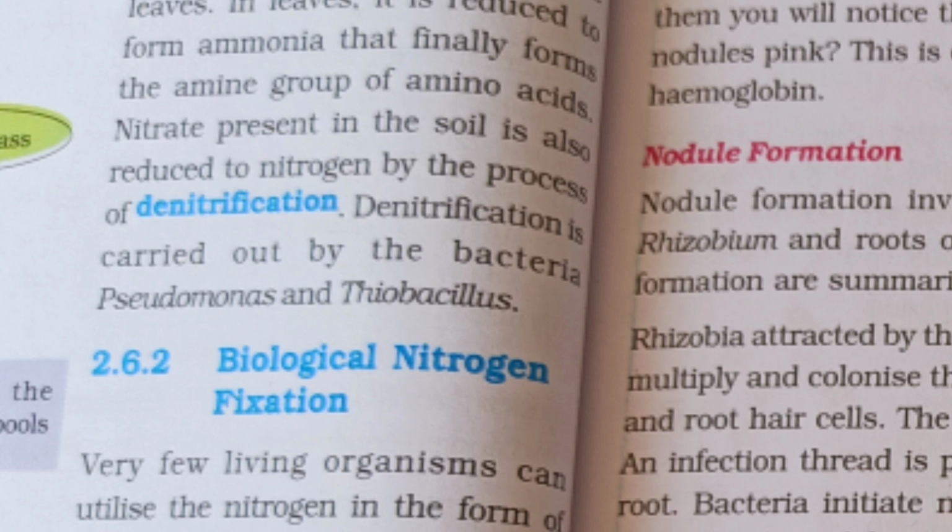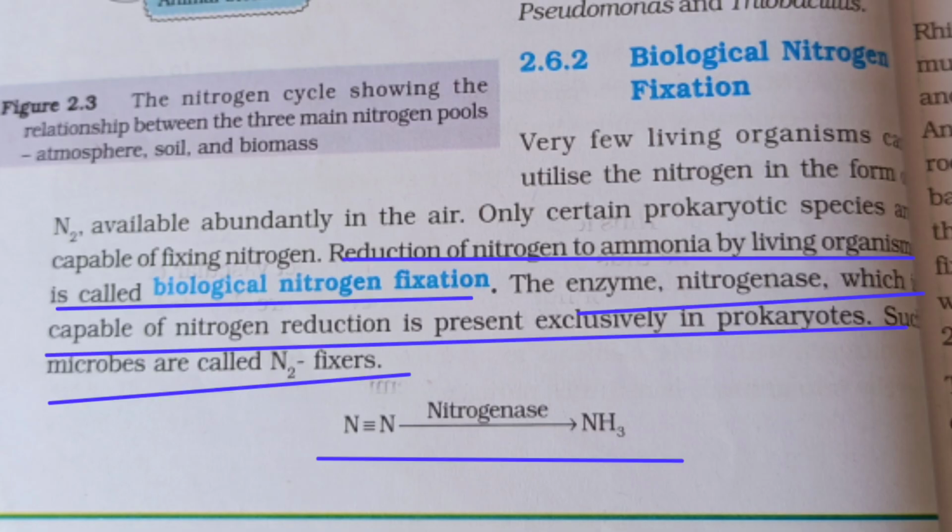Let's discuss biological nitrogen fixation. In this process, the reduction of nitrogen to ammonia by living organisms is called biological nitrogen fixation. The enzyme nitrogenase, which is capable of nitrogen reduction, is present exclusively in prokaryotes. Such microbes are called N2 fixers. N triple bond N is converted into NH3 by the nitrogenase enzyme.